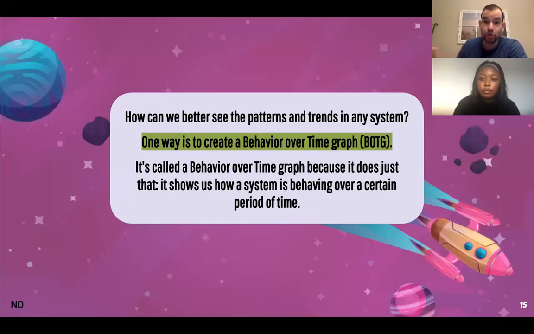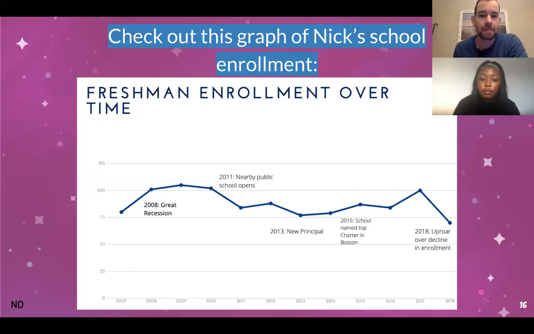In order to see what those patterns look like, we need to use a graph. We call this a behavior over time graph. It's really simple. All it does is show us how a system is behaving over a certain period of time. And so I'll show you what one looks like. Here is the freshman enrollment over time at my old school. You can see this goes back to 2007 and goes to 2018.